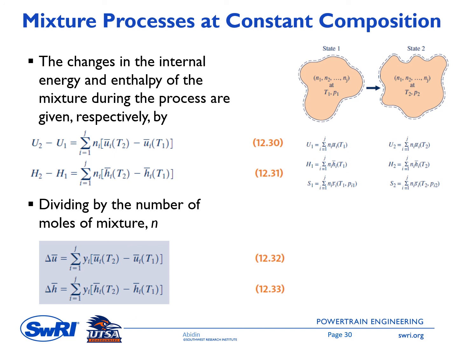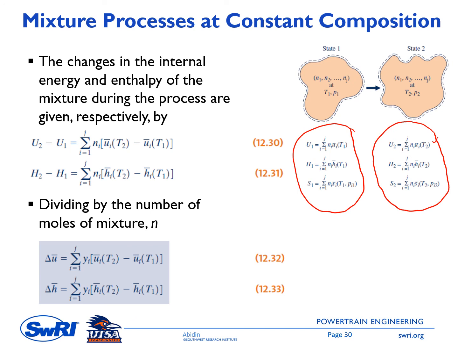From the previous slide, you know the formulas of the enthalpy, internal energy, and entropy at state 1. This one is the formula of the similar parameters at state 2. You can see, for example, U2 here is the sum of n_i times u_i at T2, for component 1 through component j.